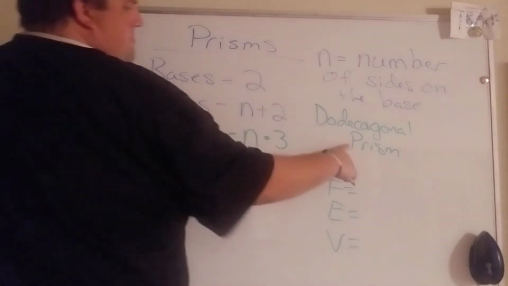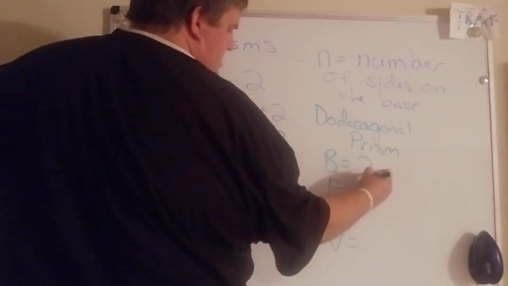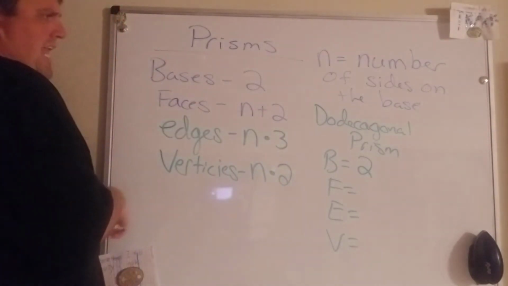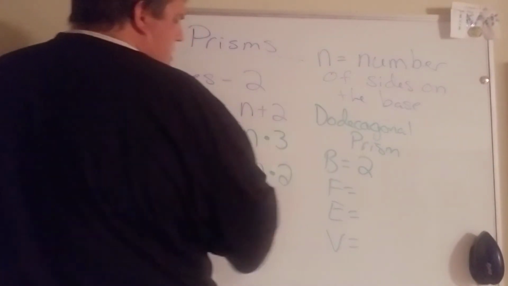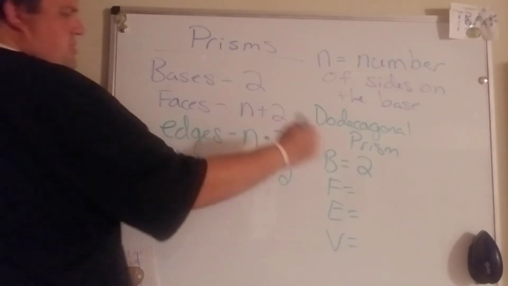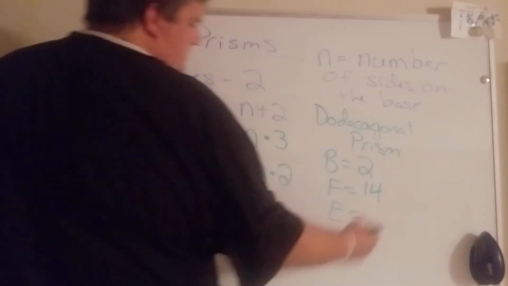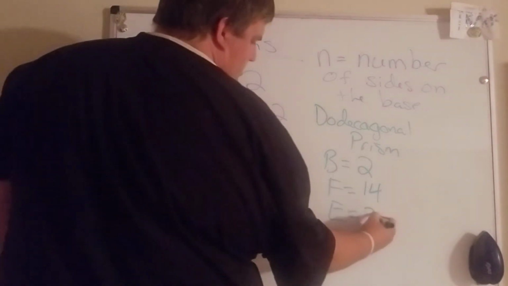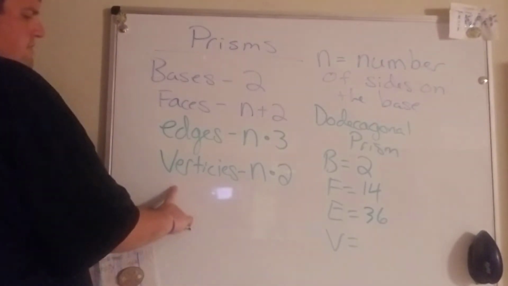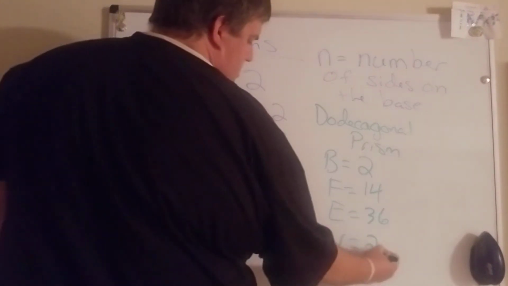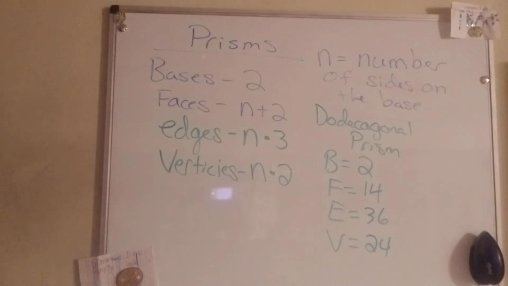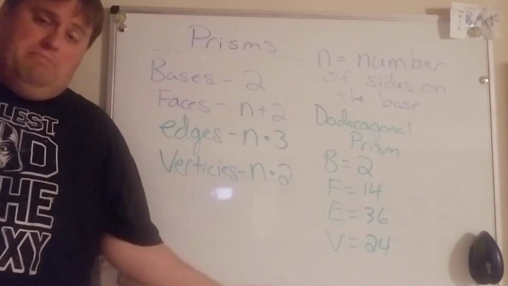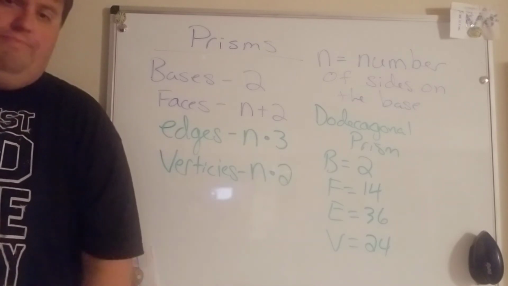So it's a prism, so it's going to have two bases. For faces, a dodecagon, we need to define what n is. Dodecagon has 12 sides, so 12 plus 2 is going to be 14 faces. For edges, we're going to do 12 times 3 for 36 edges. And for vertices, we're going to do 12 times 2 for 24 vertices. So those are the rules for prisms. And now you can apply that to any prism that exists out there in the whole world.